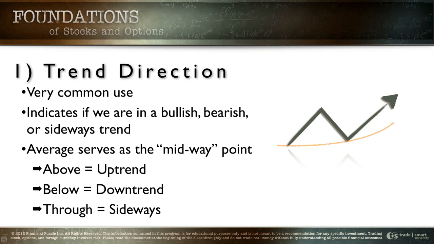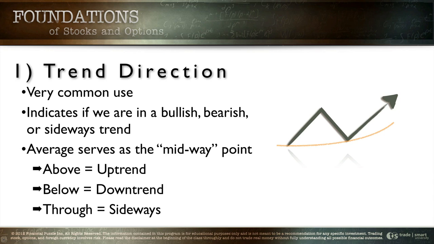It basically indicates if we're in a bullish, bearish, or sideways type of trend. If we're trading above the moving average, then we're in an uptrend. If we're trading below the moving average, then we're in a downtrend. And if the moving average is moving through the price action of the stock, then we're moving sideways. And then of course, the angle. We discussed the angle of the moving averages.